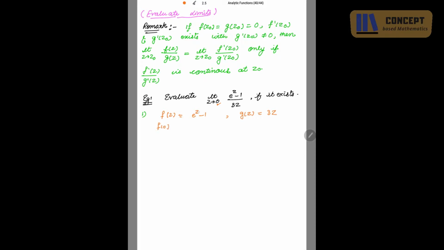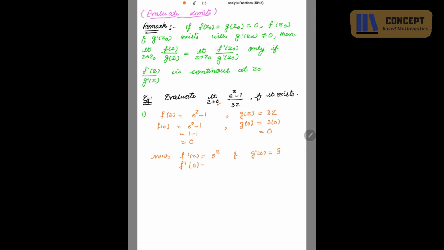So let's check f of 0. This is e the power 0 minus 1. We know that e the power 0 is 1. So this comes out to be 0. Let's check g of 0, that is equal to 3 into 0, which is equal to 0. Now let's check out the derivatives. F dash z. What is f dash z? This is derivative of e the power z is e the power z, and g dash z, which is equal to 3. Let's check at the point z0, that is 0.